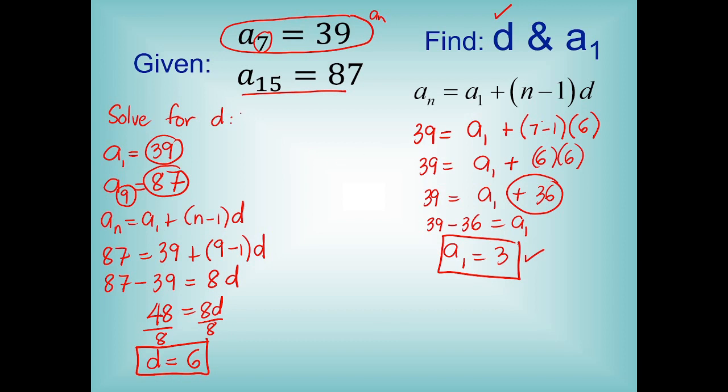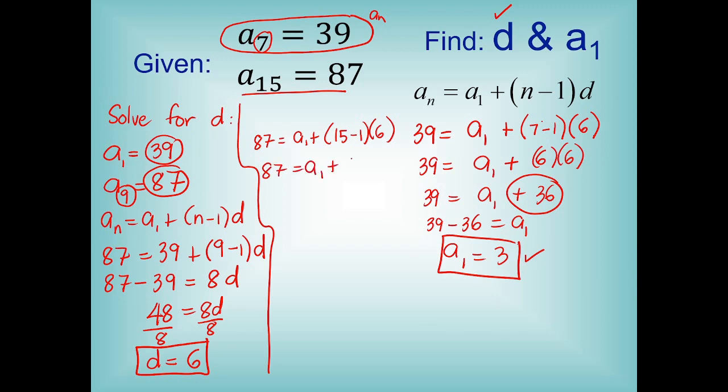Yes, of course. So, let's try having this one. I'm going to be using this. So, this is now 87 is equal to the first term plus 15 minus 1 times the common difference 6. So, we have 87 equals the first term. This is 14 times 6. So, what is 14 times 6? You have 84. So, 87 is equal to the first term plus 84.